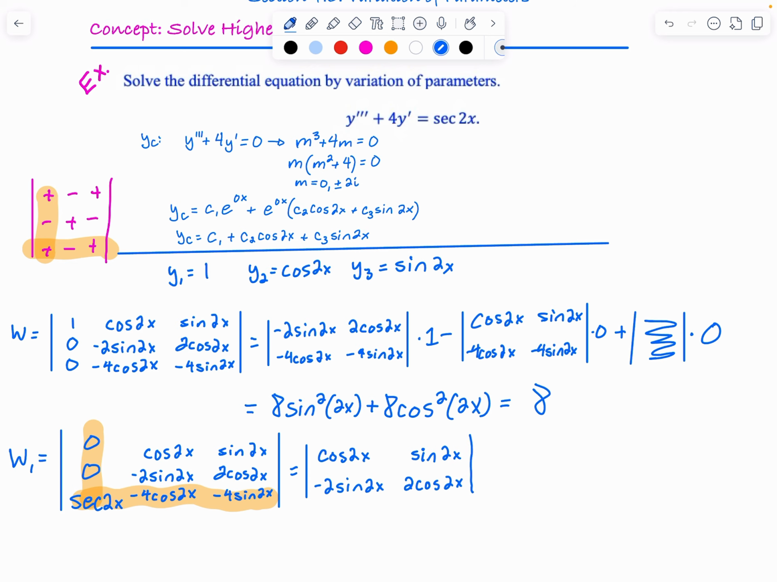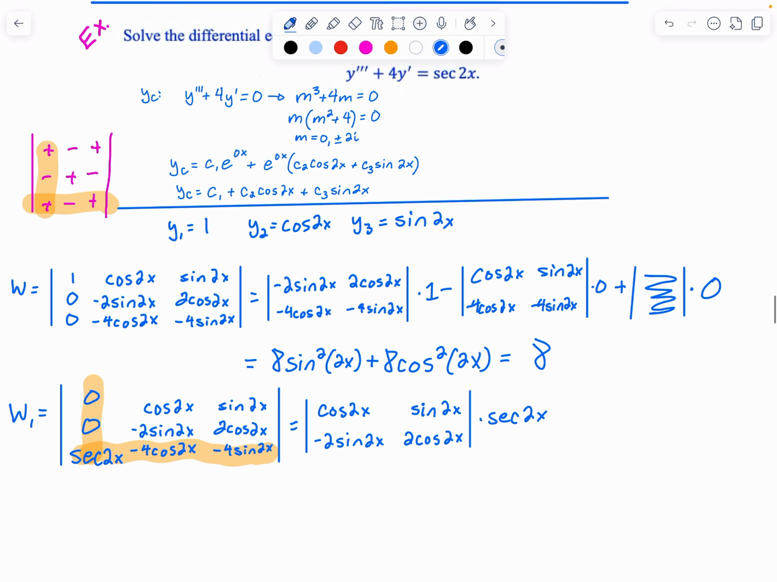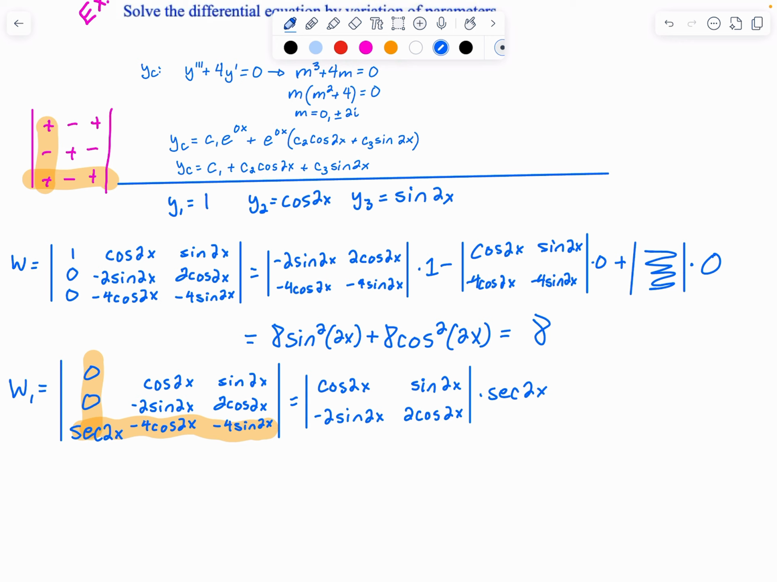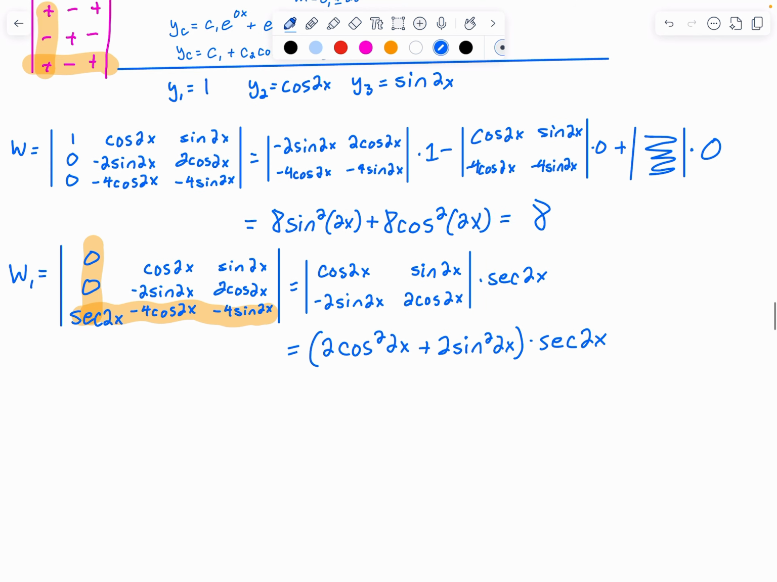And this is going to be times a secant 2x. You can see that any other multiplication, if I just move my row down, is going to be times a 0. So I'm not even going to think about it. I'm just going to leave it like that. All right, so this gets me 2 cosine squared 2x plus 2 sine squared 2x times secant 2x. So the identity works here. I get 2 secant squared, or secant 2x.